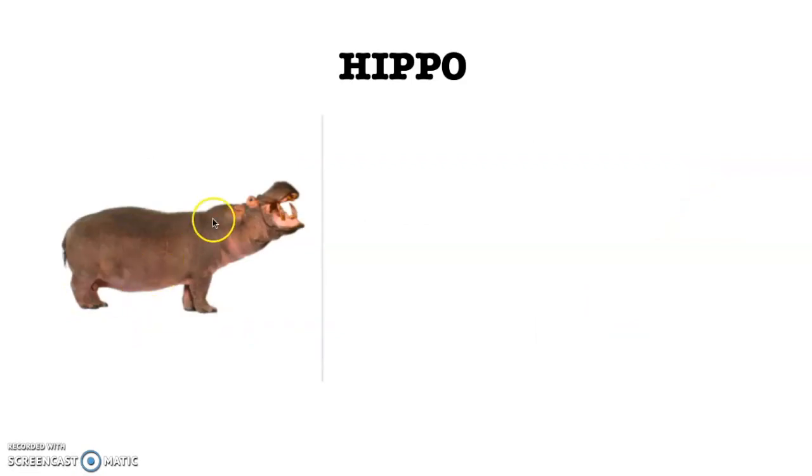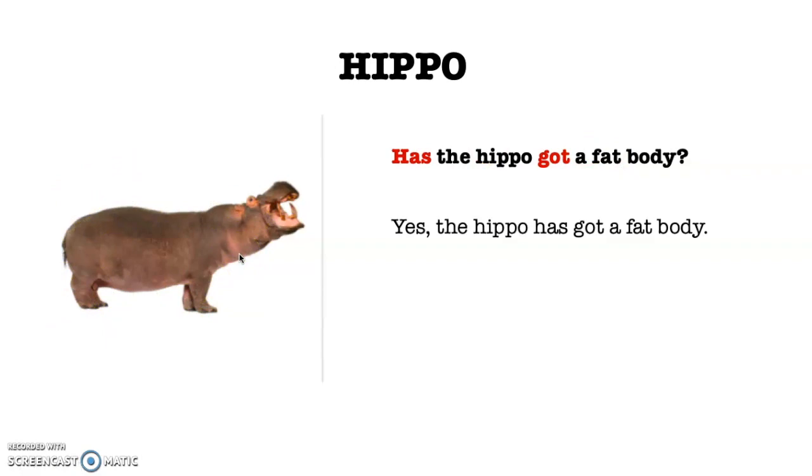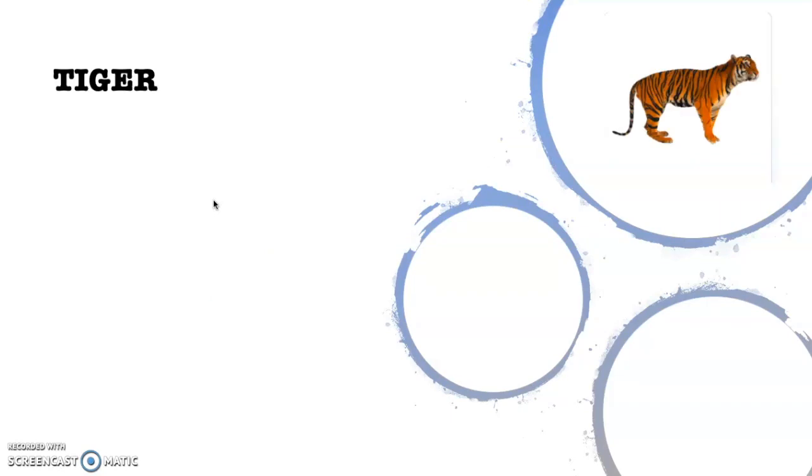Hippo. Look at this beautiful smile. The question is, has the hippo got a fat body? What do you think? Yes, of course. The hippo has got a fat body, a very fat body. Or yes, it has. Great. Now we have this beautiful animal. I think this is my favorite one. It is a tiger. Do you like tigers?